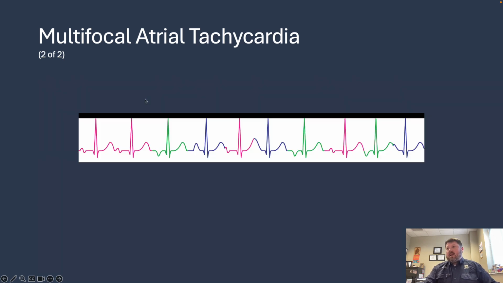So this is an example of a MAT where each pacemaker here is represented by a different color, and you've got a rate greater than 100. And if you notice, you have different morphologies of P waves, and as a matter of fact, you've even got P waves that have combined in with the T waves.